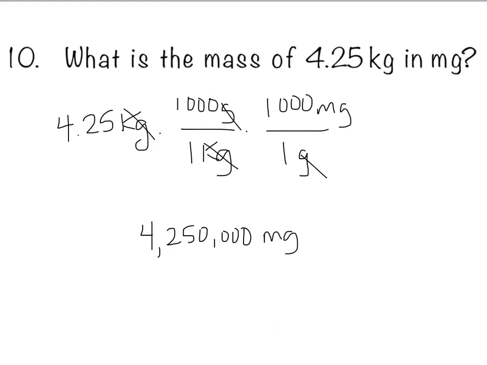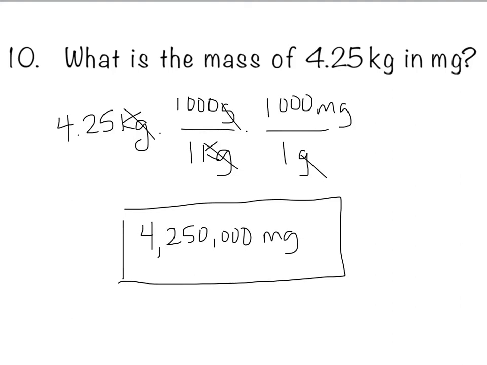milligrams. It's also very important to note you cannot put a decimal at the end of 4.25 million, because then it makes all those zeros significant. You're limited to 3 sig figs due to the initial measurement in the problem.